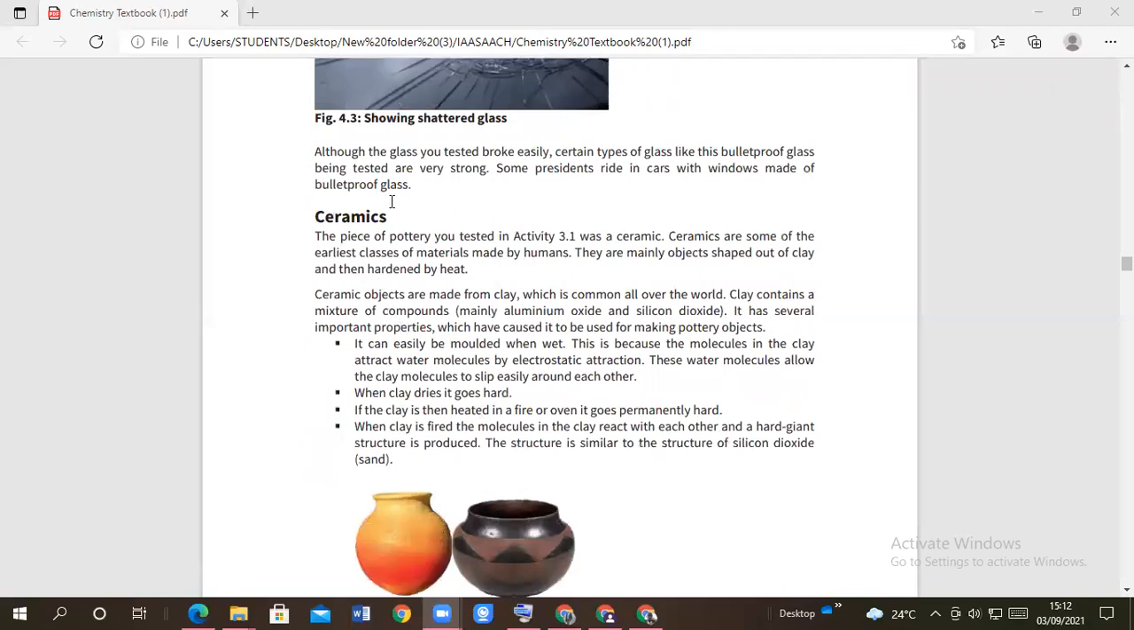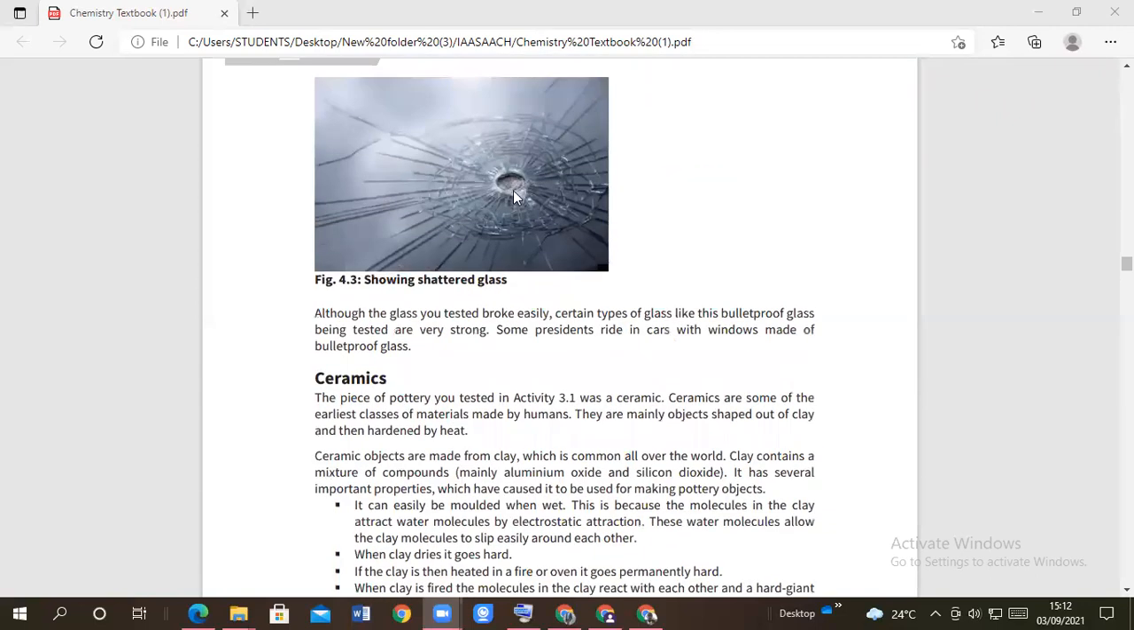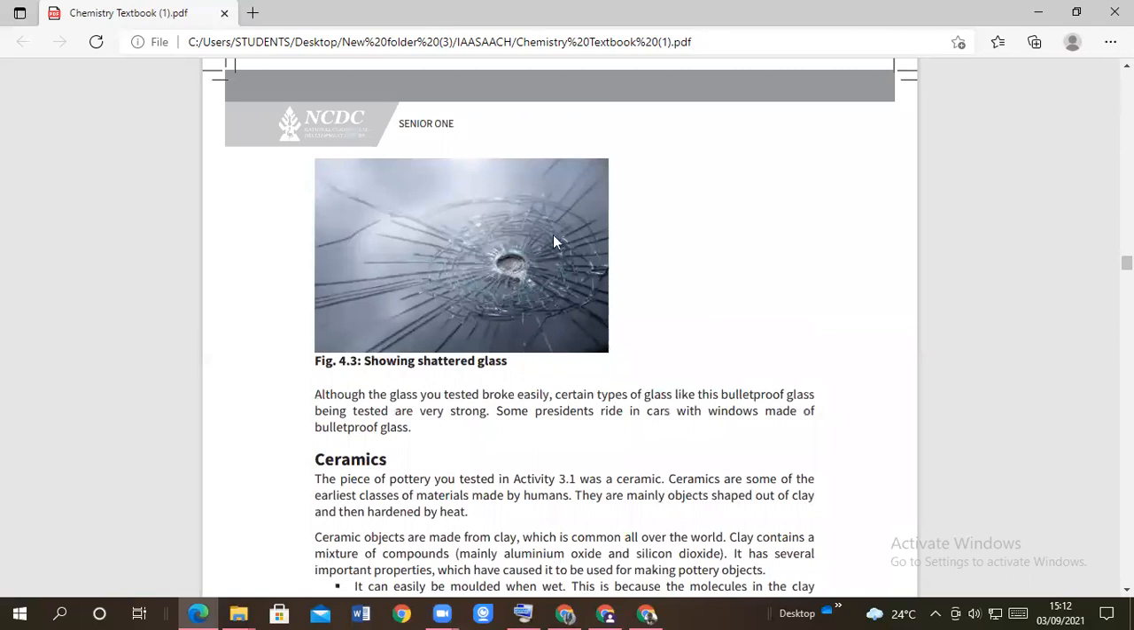Another thing we looked at is shatter. Shatter is a solid turning into pieces as fast as it can. This is an example of a glass that has been hit maybe by a stone. Where the stone hits, it has cracked and turned into pieces. Although glass breaks easily, certain types of glass, like bulletproof glass, do not break easily.